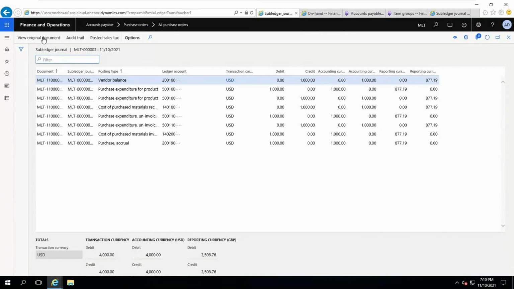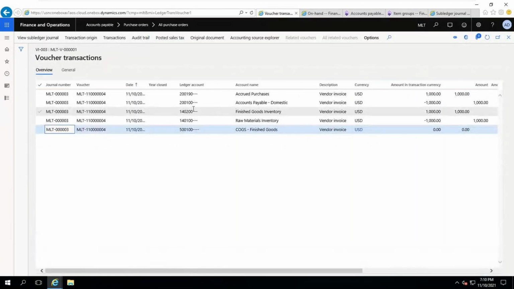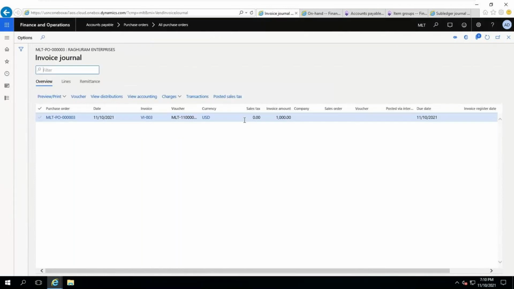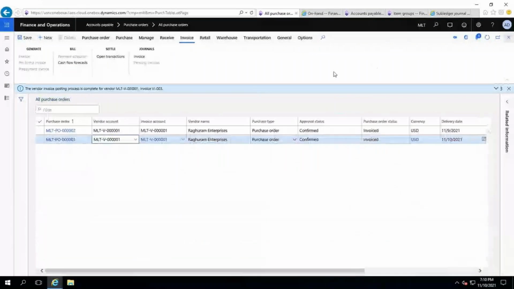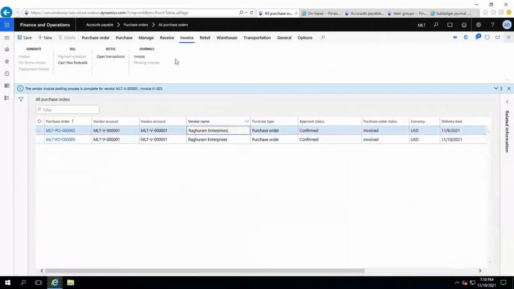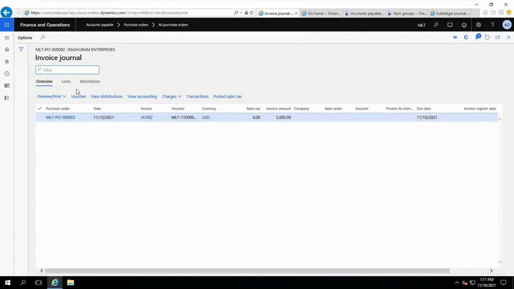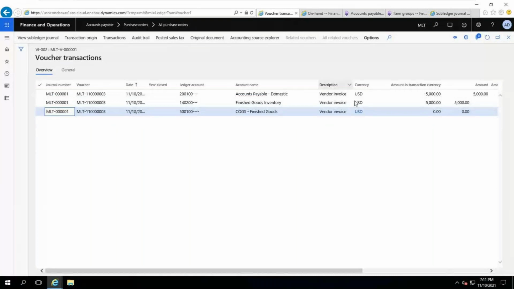If you verify the previous transaction, the previous invoice, it will show you 4 lines. This one, if you verify, at that time there are no product receipt vouchers. If you verify the voucher, it is only 3 lines, meaning cost of material invoice account debit to vendor account credit. But if you verify the subledger journal entries, it will be 4 lines.